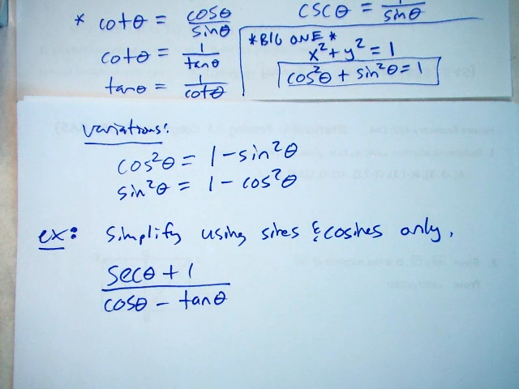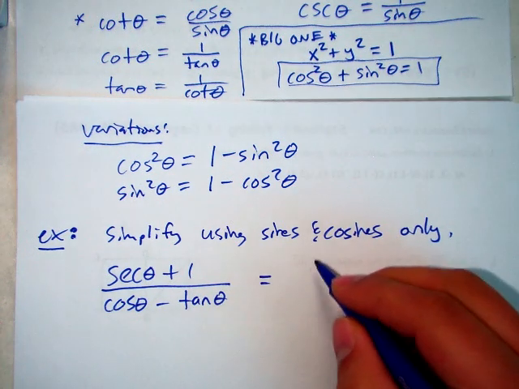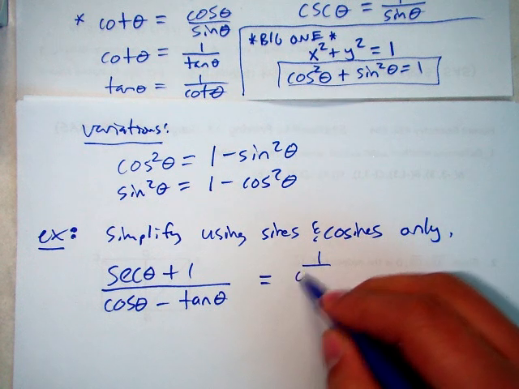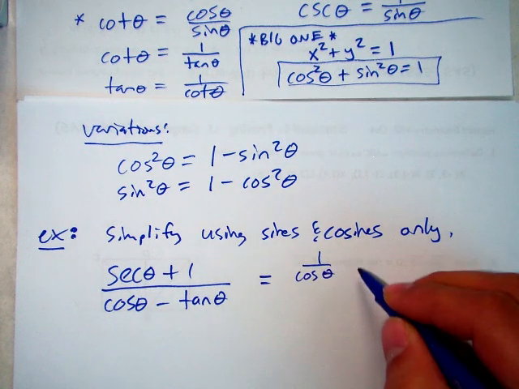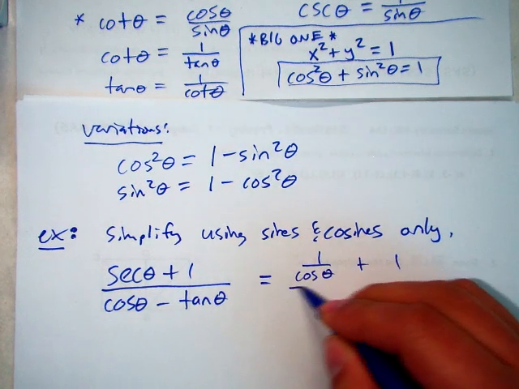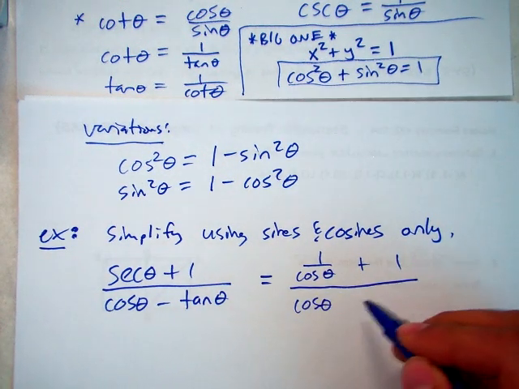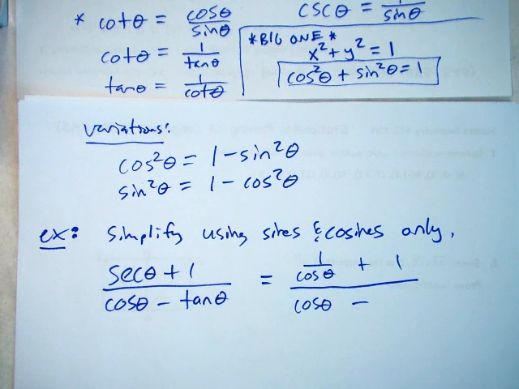Simplify using sines and cosines only. Okay. So Kevin, can you tell me how to write secant? 1 over cosine theta, yep. Plus 1, we're going to leave. Cosine theta is already a cosine. What about tangent theta? Minus sine theta over cosine. Good.